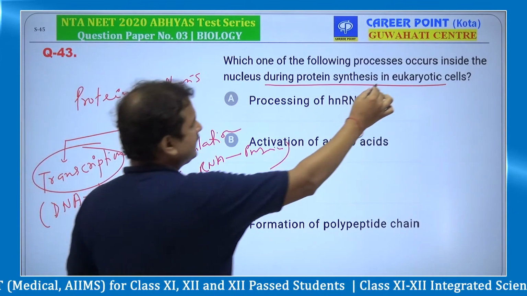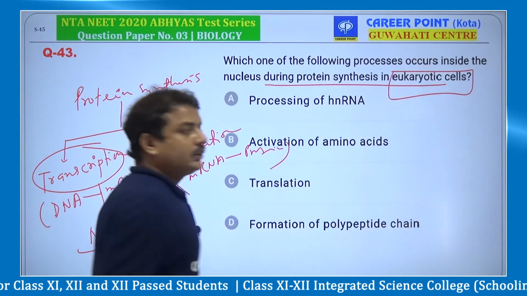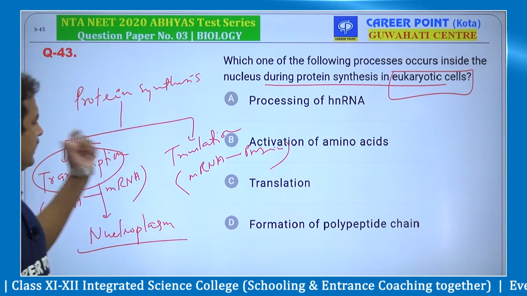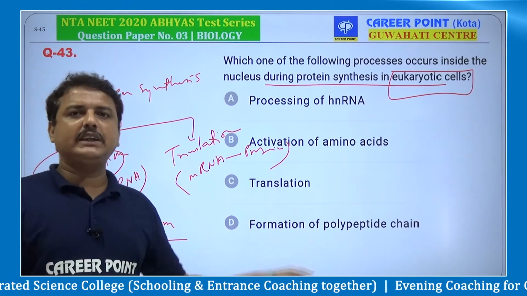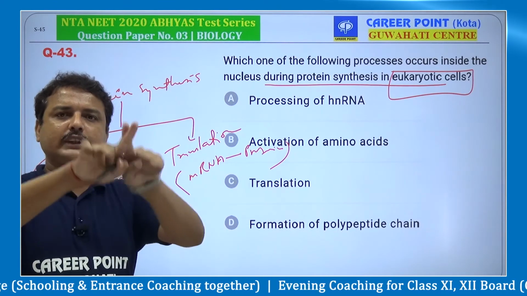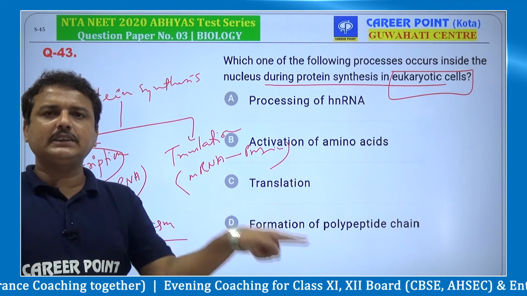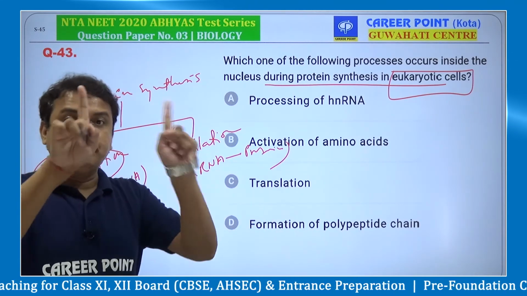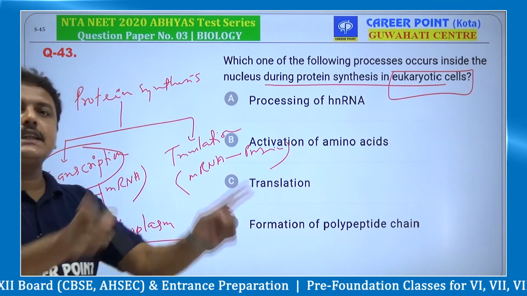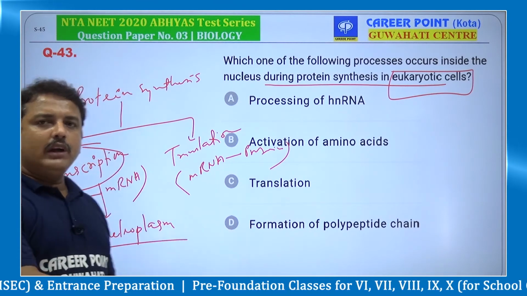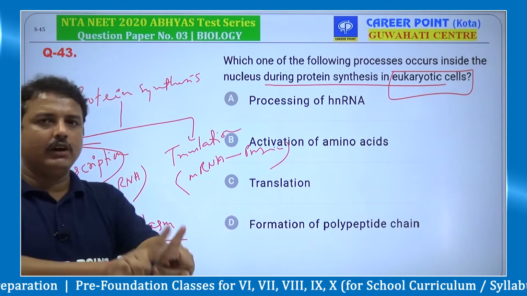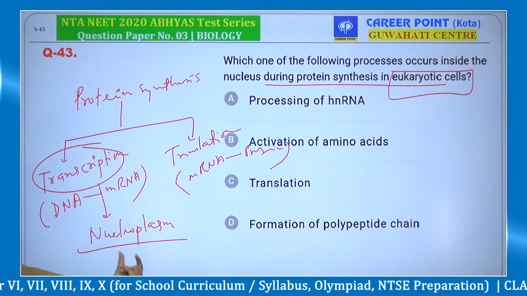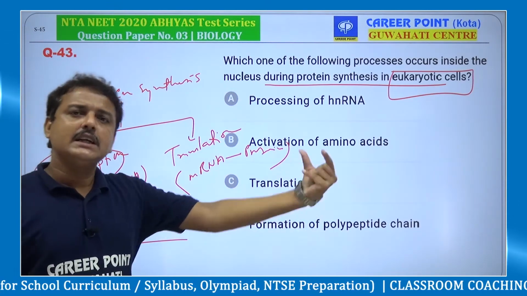Why? Because here it is mentioned eukaryotic cell. In case of prokaryotic cell, as nuclear membrane is absent, both transcription and translation take place in the same compartment. So there is no barrier, there is no nucleoplasm and cytoplasm. But in case of eukaryotic cell, as they have a nuclear membrane, both the processes, transcription and translation, take place in different places. So transcription occurs in nucleoplasm, translation occurs in cytoplasm.